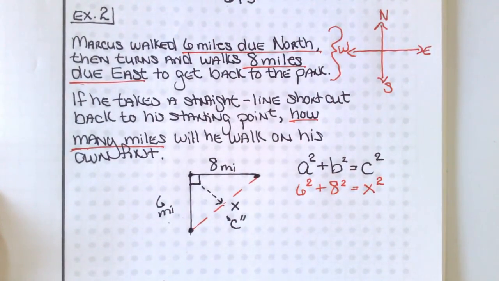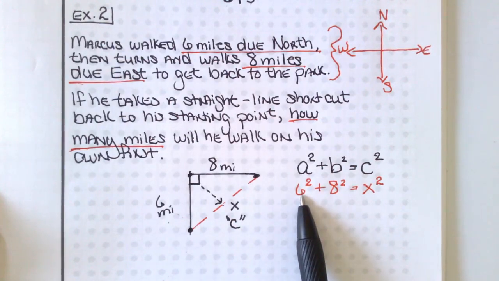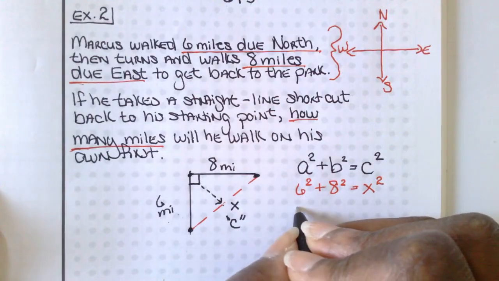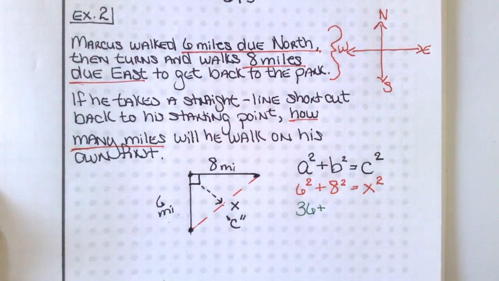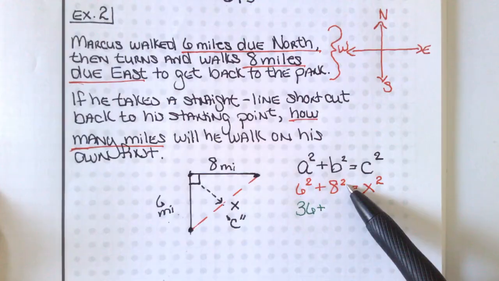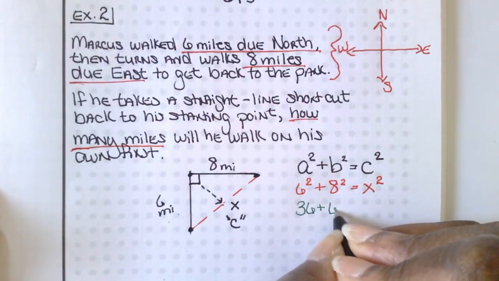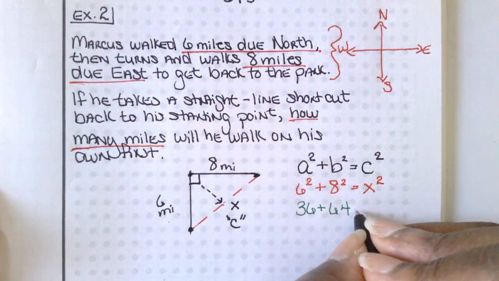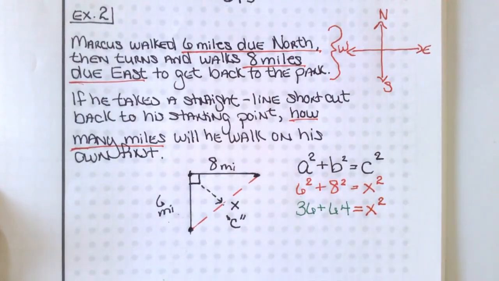Okay. All right. So now, when we have our 6 squared, that means 6 times 6. So 6 times 6 will give us our 36. Our 8 squared is 8 times 8. So 8 times 8, that gives us our 64. Okay. Then we just bring in our equals and our x squared.